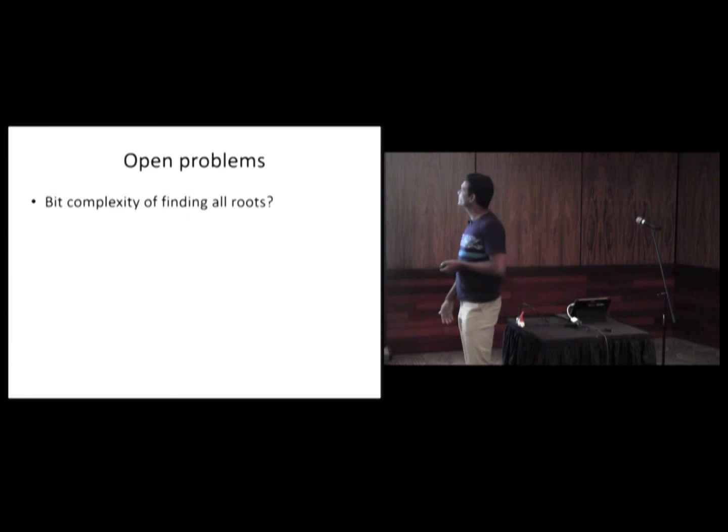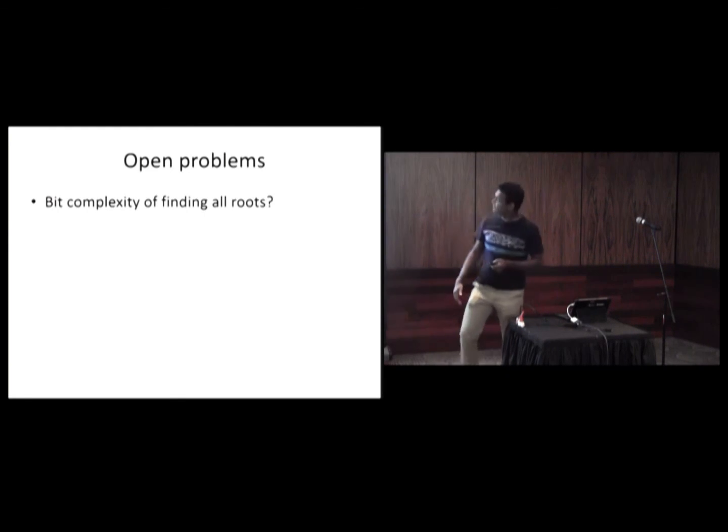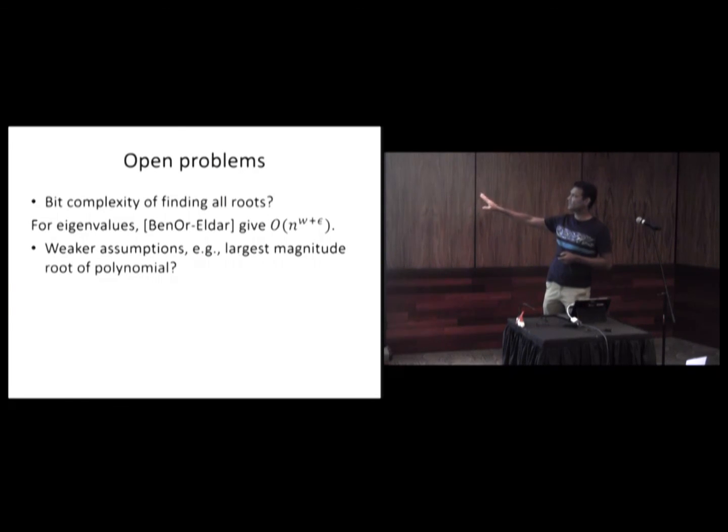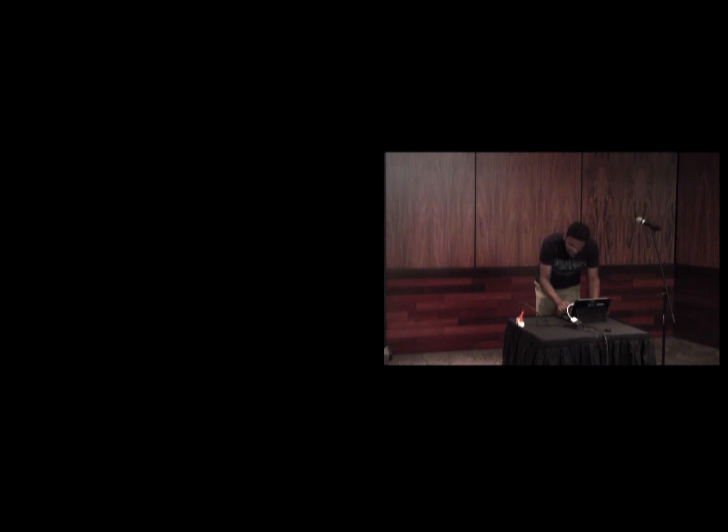Here are some open problems. Bit complexity of finding all roots, eigenvalues. There is a special algorithm. I don't know. Weaker assumptions, largest magnitude root of a polynomial. Maybe it has complex root, but I just want the largest magnitude root, and a lower bound on the complexity. This concludes the slides portion of the talk.